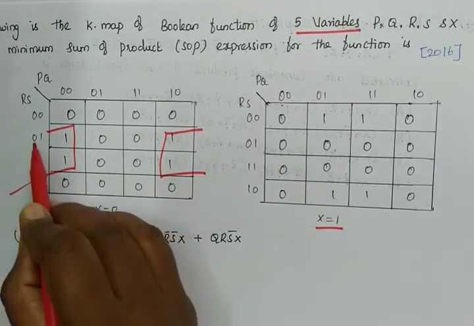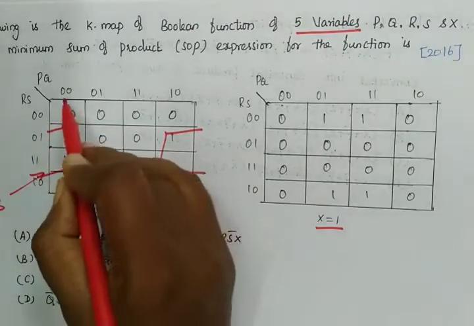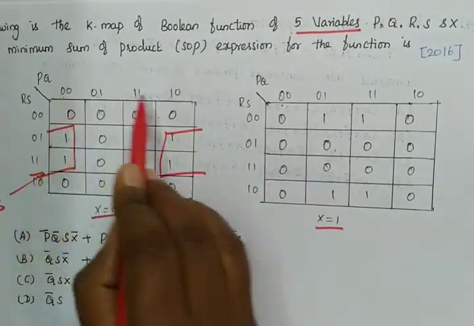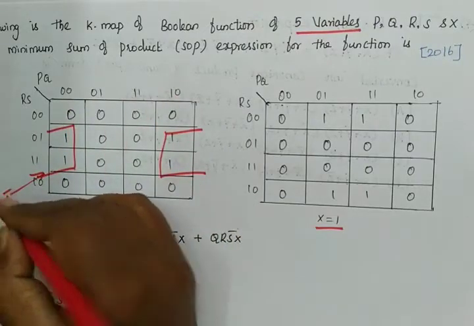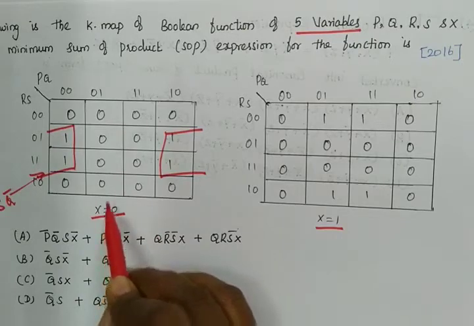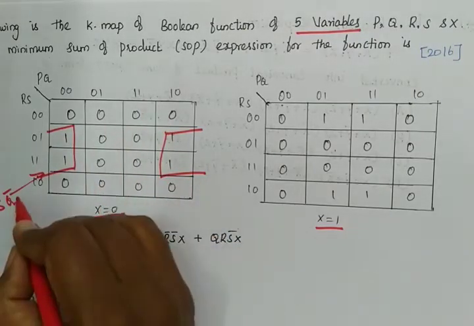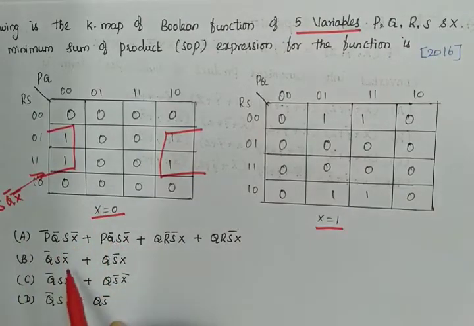Now write the answer for this. What is the answer for this? Here we have 0 1, so this cancels, and we have S. And here we have P bar P, so this cancels, and here we have Q bar. Then we have X equal to 0, because this K-map is for X equal to 0. Therefore, this is X bar Q bar S. So that is X bar Q bar S. So here we have one term.